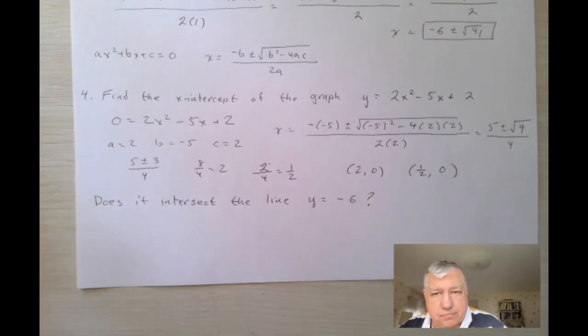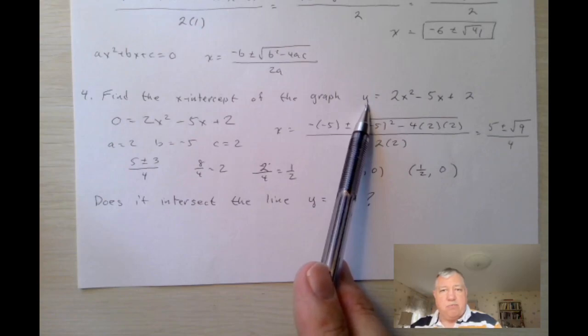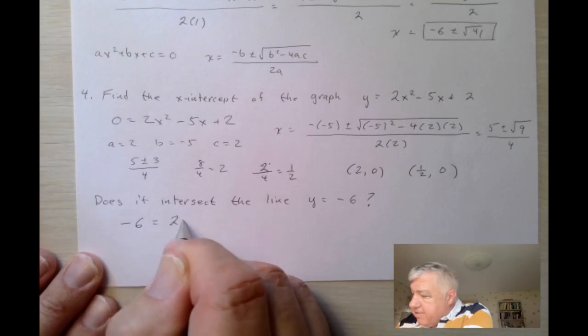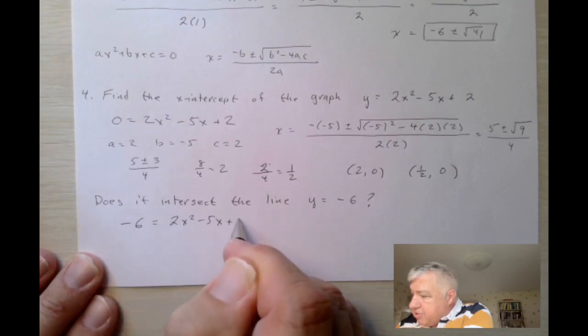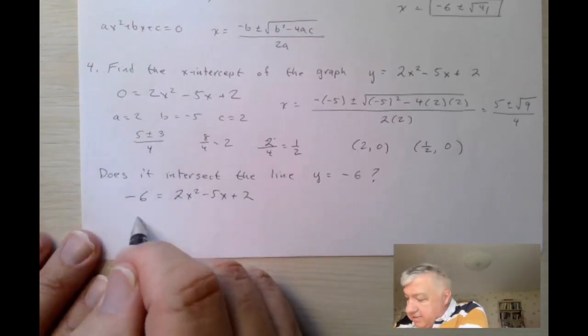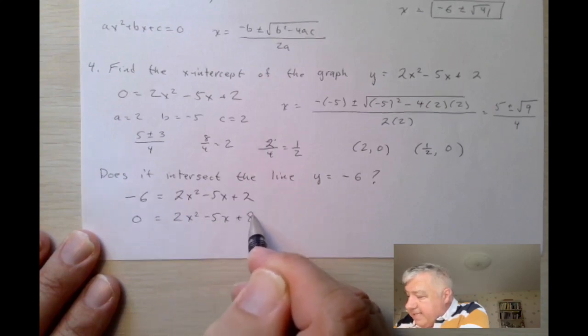All right. Now let's just see what the question is. Does this intersect the line at y equals negative 6? Okay. So this is similar to what we did before, except instead of 0, we want y to be negative 6. So we set negative 6 equals 2x squared minus 5x plus 2. And we can add 6 to both sides, and we get 0 equals 2x squared minus 5x plus 8.